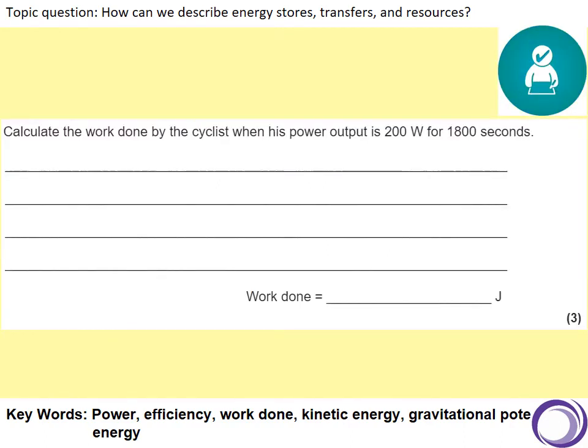Here's another question for you to try. Calculate the work done by the cyclist when his power output is 200 watts for 1,800 seconds. You will have to do a little bit of rearranging for this question, but remember to write down your equation, substitute your numbers in, and then rearrange and work out your final answer. Box the command words, underline the key points, and then have a go at the question. Pause the video here, and then move on and have a look at the answer.